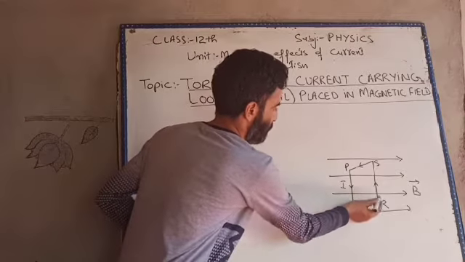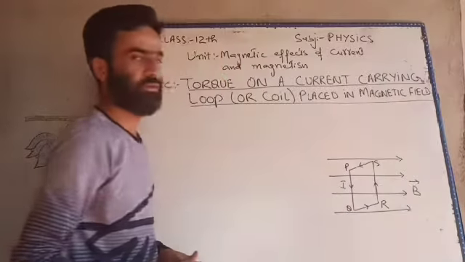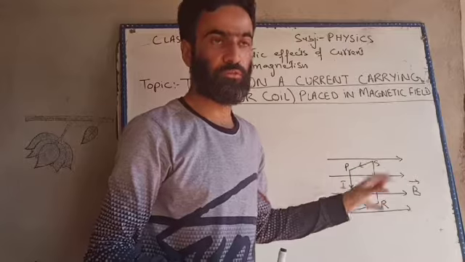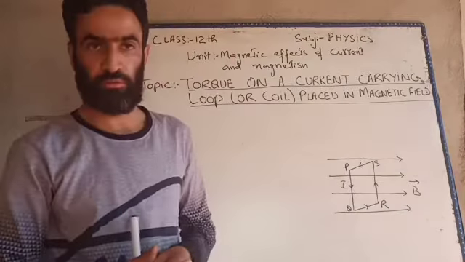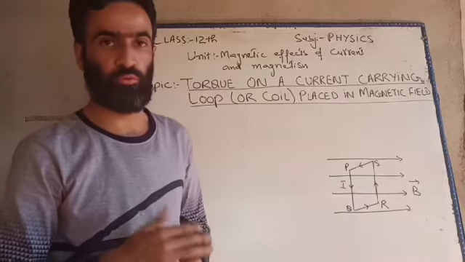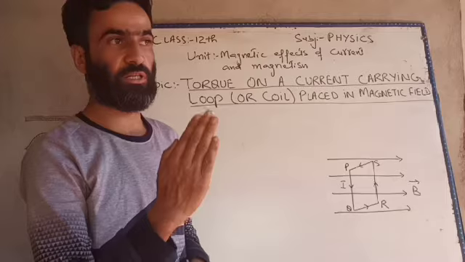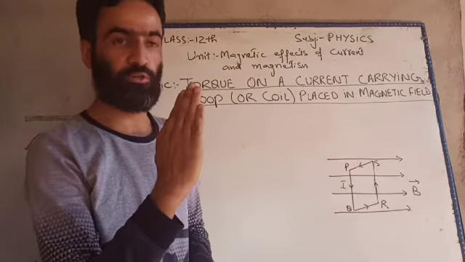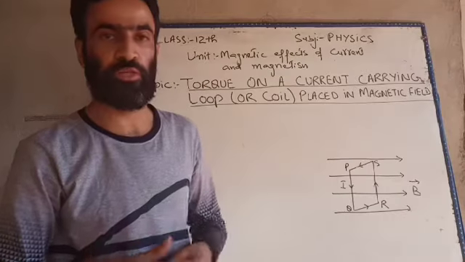Electric current is flowing through this loop, and this system is placed in magnetic field B, right? We know when this loop is placed in the magnetic field, and current is also flowing through the loop, torque gets developed upon the loop. Torque is a force which makes the body rotate on a given axis. That force we call torque. So we have to calculate the torque.